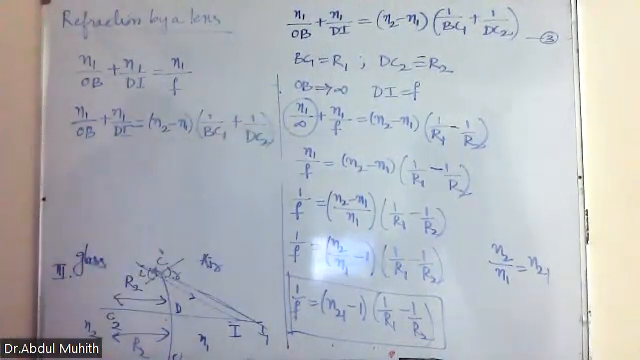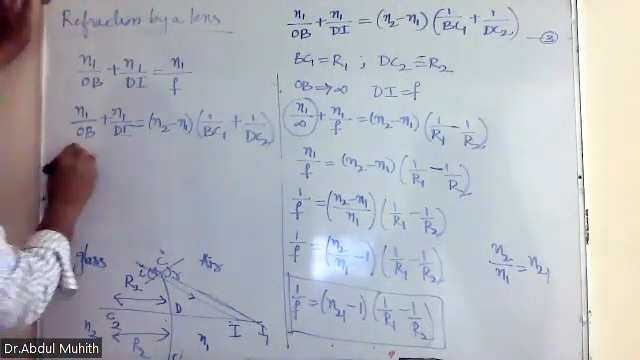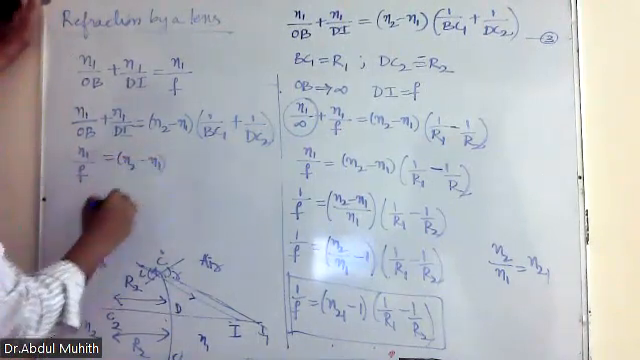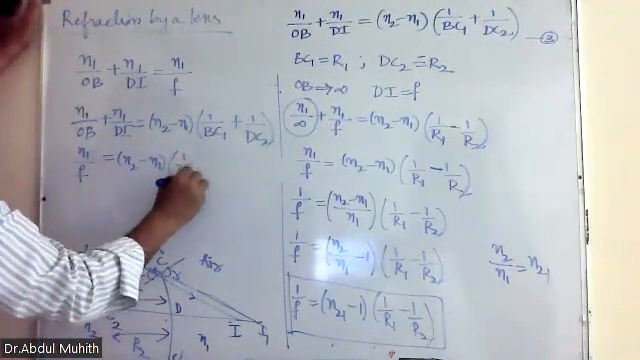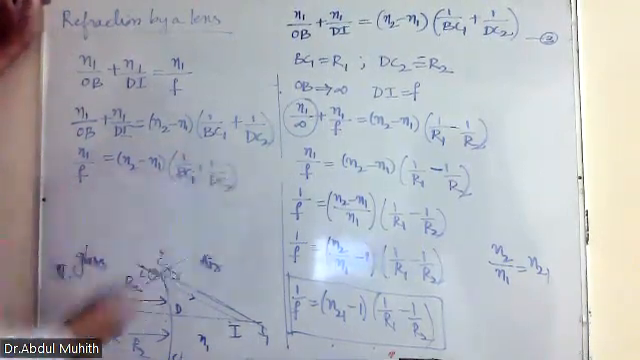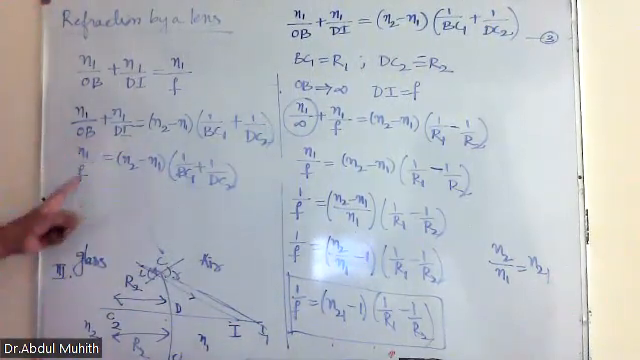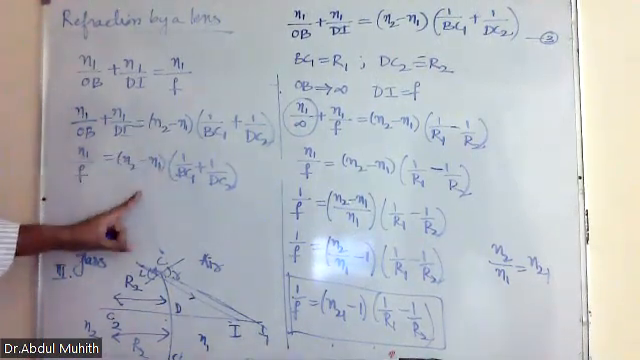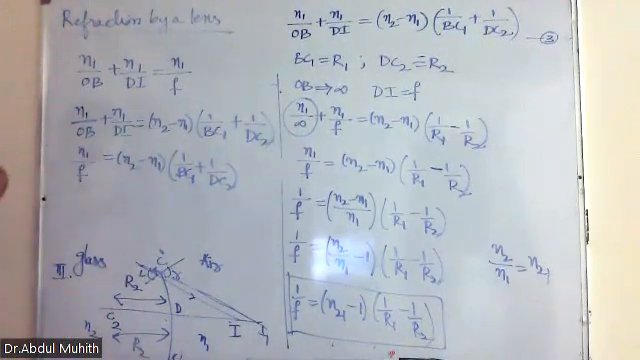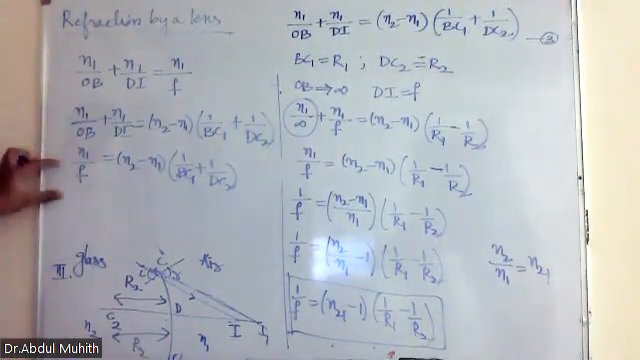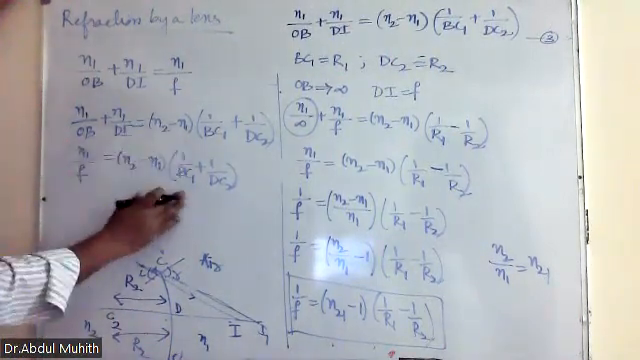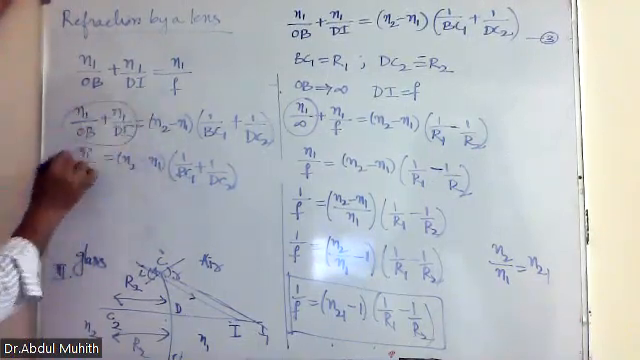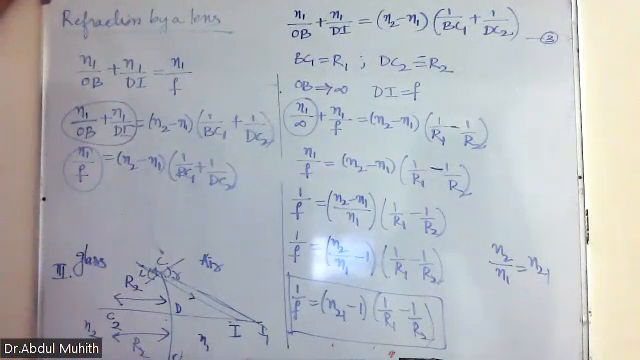Next one, this is the first. Second equation, what is that? We got N1 by F equal to N2 minus N1 into 1 by BC1 plus 1 by DC2. Okay, this was the equation. We modified this when we substituted the value. Now these are the two equations. When we solve these two equations, what do we get? This value is equal to this value, right? RHS is same, but LHS is different, is it not? So we are equating this value to this value. Understood?